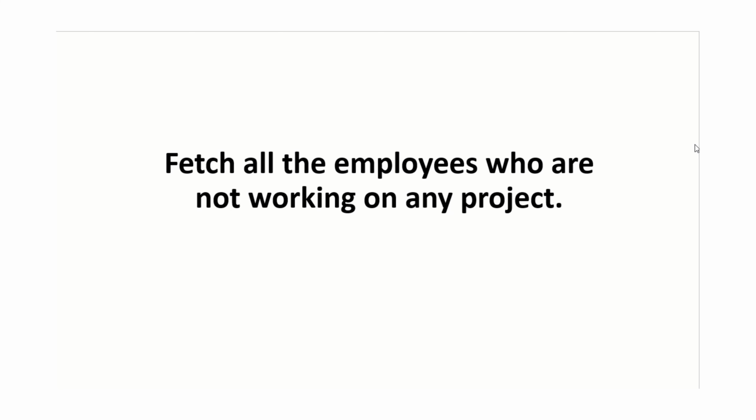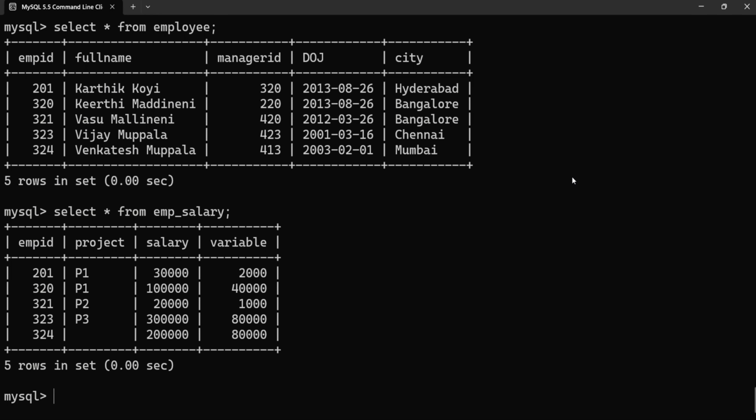The first question is: fetch all the employees who are not working on any project. On my screen, the EMP salary table has a project column. Where the value is null, that employee ID is not assigned to any project. Employee ID 324 has an empty value under the project column, so he is not working on any project.